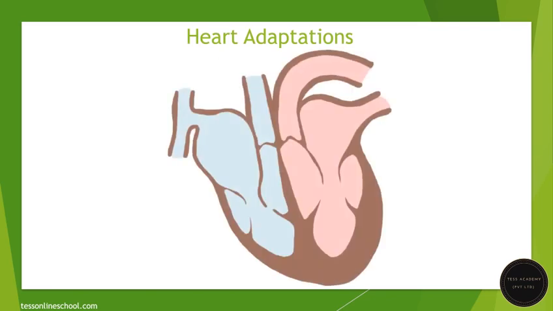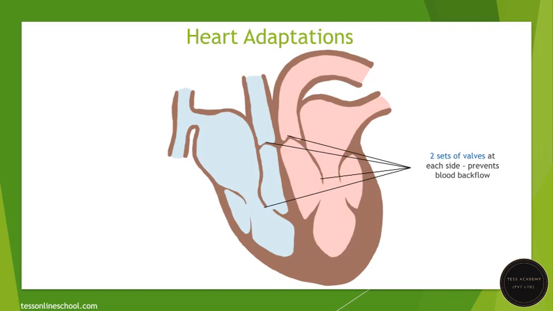Now we will talk about heart adaptations. So the heart has two main adaptations that you need to be aware of for exam questions. The first adaptation you need to be aware of are the two sets of valves on each side of the heart. These are called the bicuspid valve at the top and the tricuspid valves at the bottom.